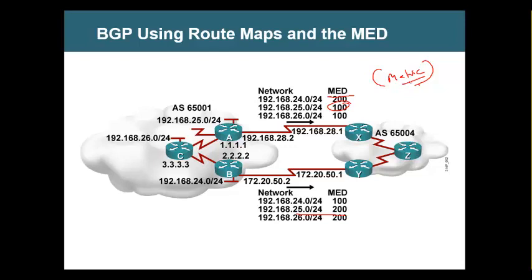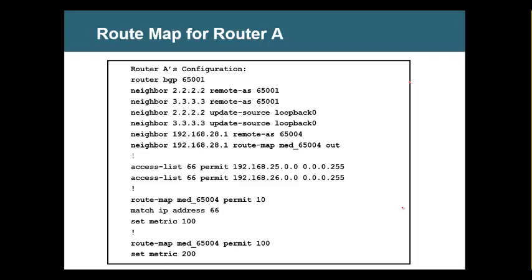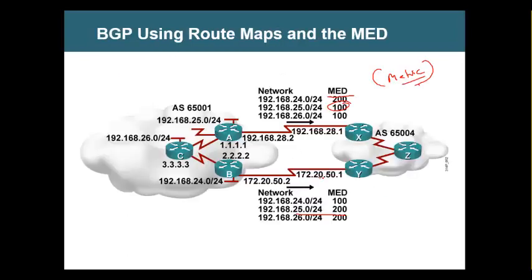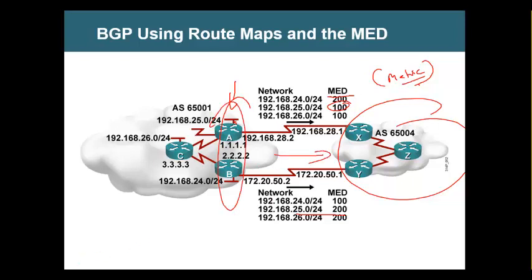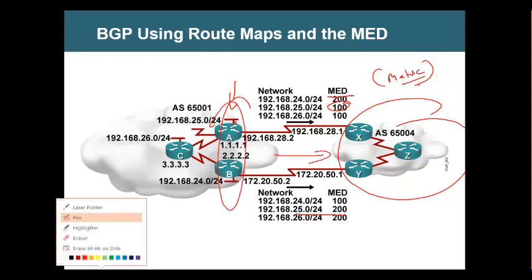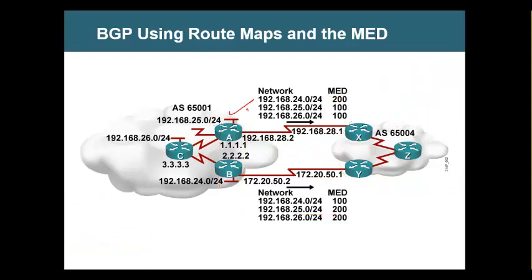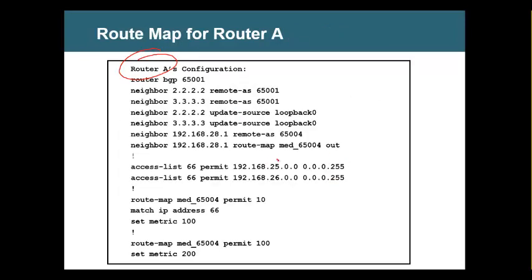For this, I need to write an access list on router A. The MED you configure here, the impact will be here, don't forget. So we configure on A for these two networks, 100.